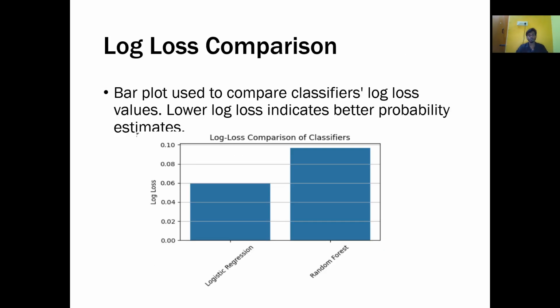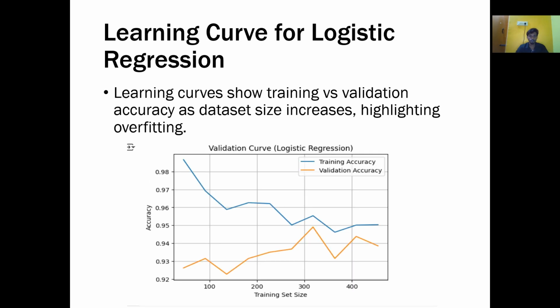Next, log loss comparison. A bar plot is used to compare the classifiers' log loss values. Lower log loss indicates better probability estimates. Next is the learning curve for logistic regression. Learning curves show the training versus the validation accuracy as data size increases, highlighting overfitting.